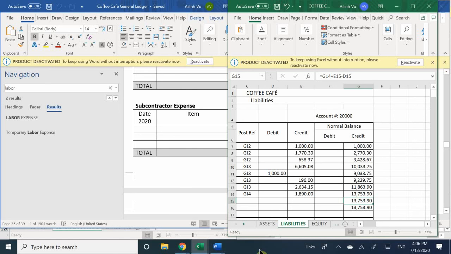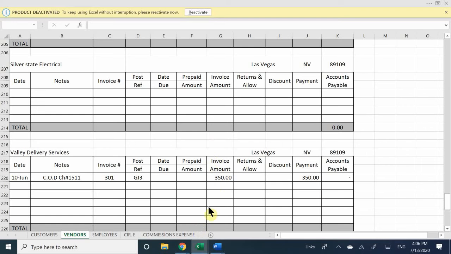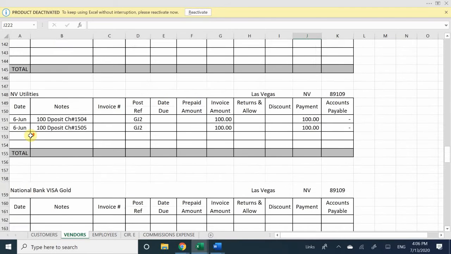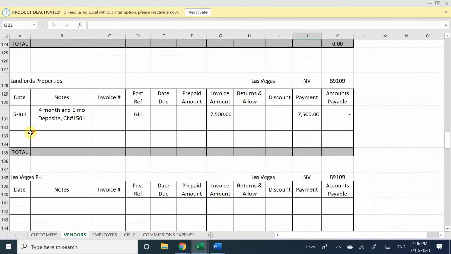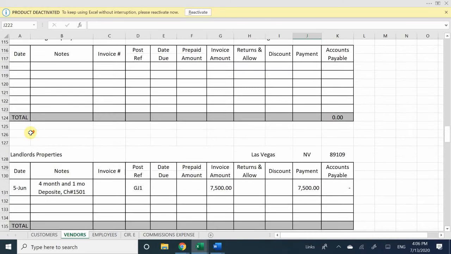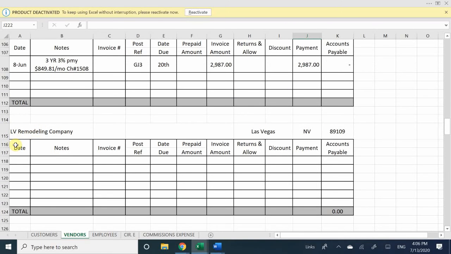Now we can go to our subsidiary ledger because we need to indicate that we received a bill. So let's go to LV Remodeling, which I have no idea what page it is on. LV Remodeling, page 7, Las Vegas. Found them. LV Remodeling Company. We're going to indicate 611. They did not give us any terms, so we don't need to write any notes here.